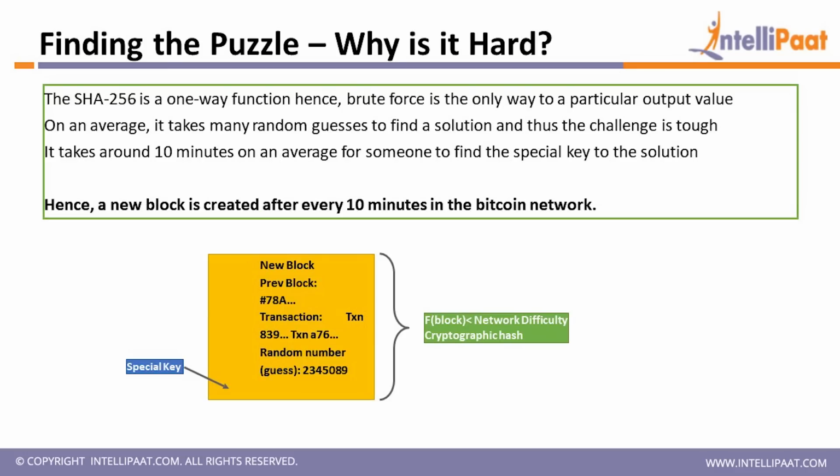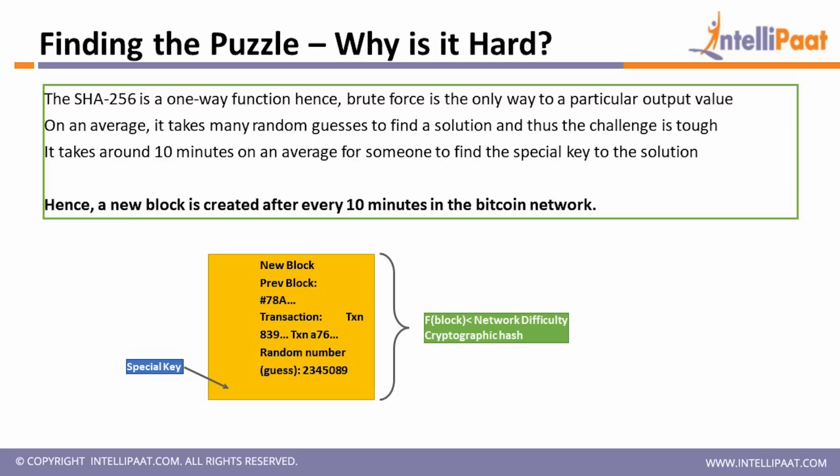Now, how does a blockchain network decide on the puzzle? Why is it hard? The moment your network keeps increasing, your validator nodes keep increasing. SHA-256 is a one-way function. Hence, brute force is the only way to find a particular output value, meaning it has a combination of 2 to the power 256 keys, where it becomes really difficult for an attacker to find a solution or reverse the function's value and get the actual data. On average, it takes many random guesses to find a solution, and thus the challenge is tough.